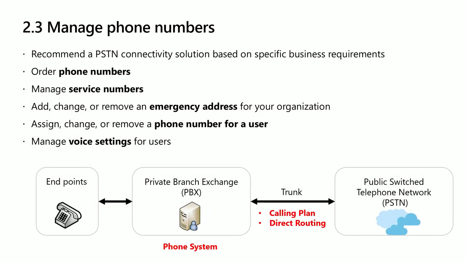Manage phone number. So let's say the organization decided to enable calling in Microsoft Teams. You need to understand different PSTN connectivity solutions to decide whether to use Microsoft Calling Plan or direct routing, and what the decision criteria is. Based on that decision, there are different ways to get a phone number. You can get it from Microsoft or port it from a service provider.